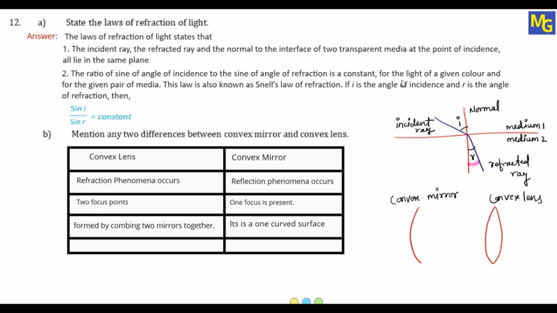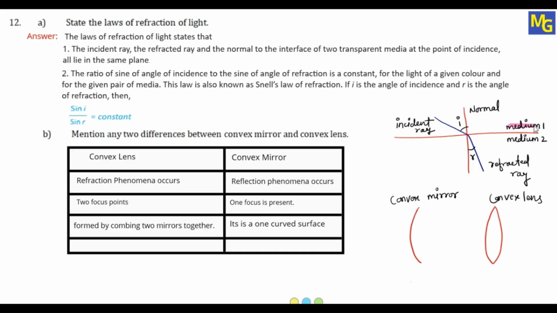And this will be constant for what? For the light of a given color and for the given pair of media. So if you change the color of the light, this constant will change. Even if you change medium 1 and medium 2, then also this constant will change. But the ratio of sine of angle of incidence and sine of angle of refraction for that particular light and for the given pair of media will always be constant.